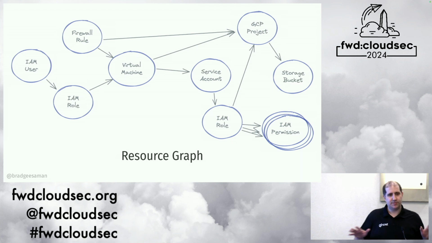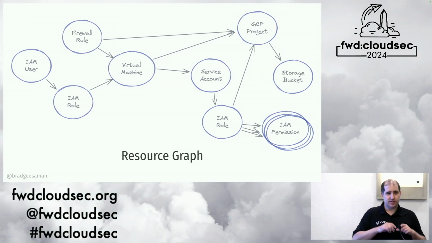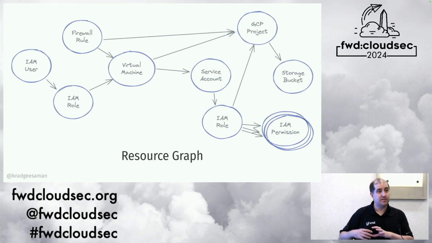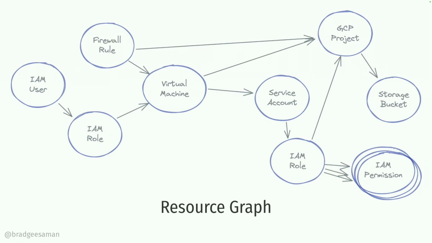And what I mean by a resource graph, this is another term and definition, is all of the resources and their interrelationships with some metadata attached to them. Okay, so we're thinking of the VM, the role, the permission, et cetera, and it's in the project.